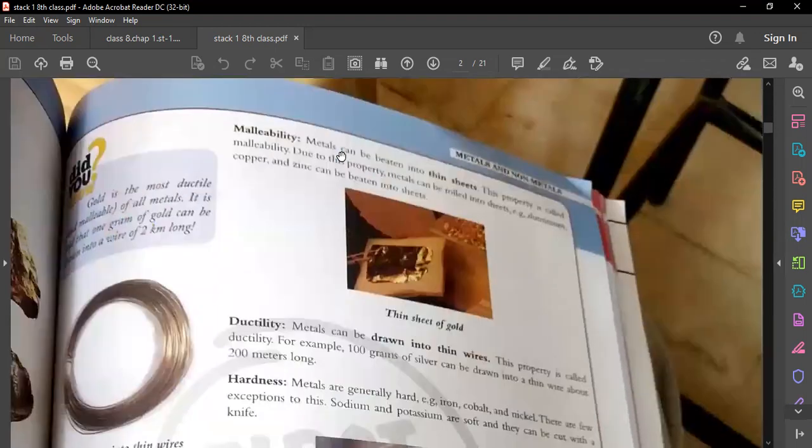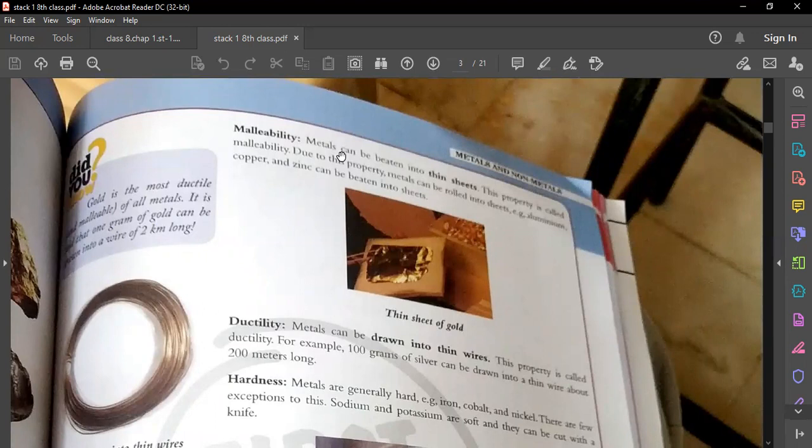Next one is malleability. What is the meaning of malleability? The metals can be beaten into thin sheets. So a solid block of metal being made into a very, very thin sheet is called malleability.